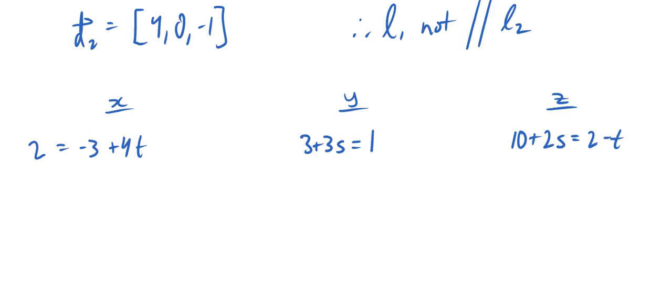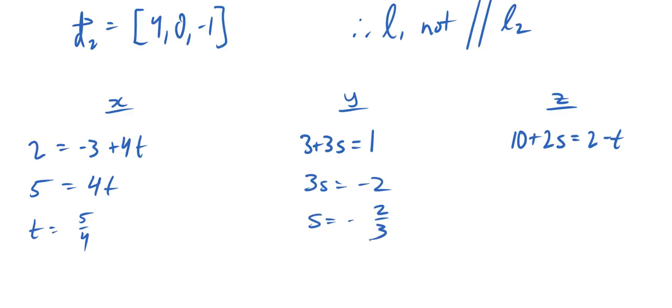If you were seeing this for the first time, it might make you second guess whether what you're doing is right or wrong. You might get stuck, if you hadn't seen this before and it was on a test or whatever. So I'm going to add 3 and I get 5 equals 4t. So t equals 5 over 4. And I subtract 3, so 3s equals negative 2 and s equals negative 2 over 3.